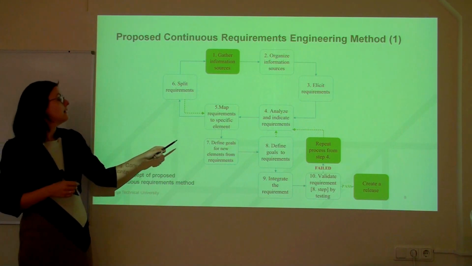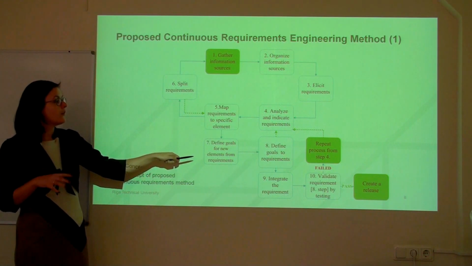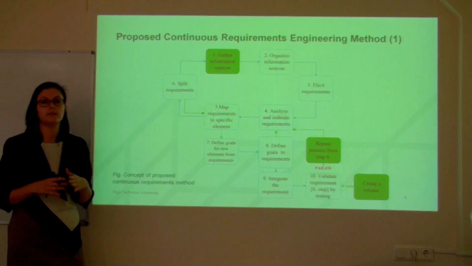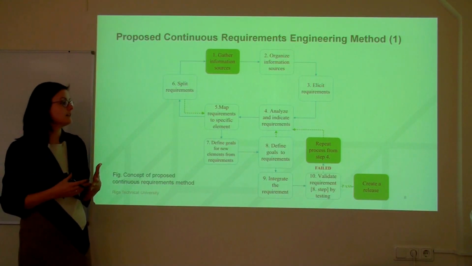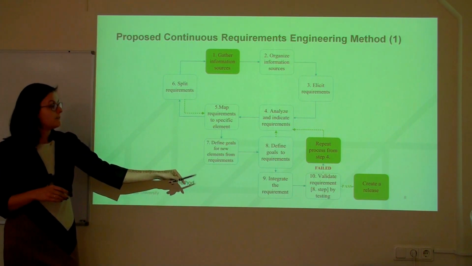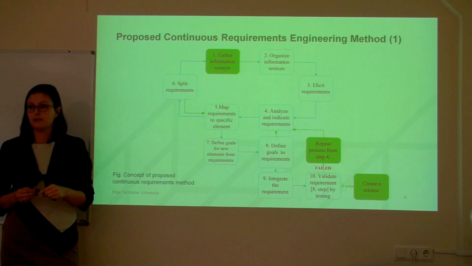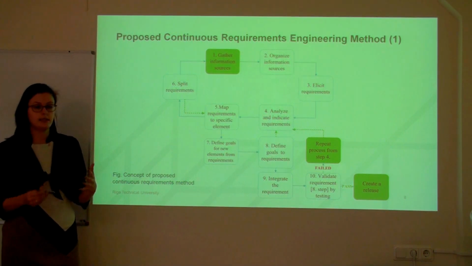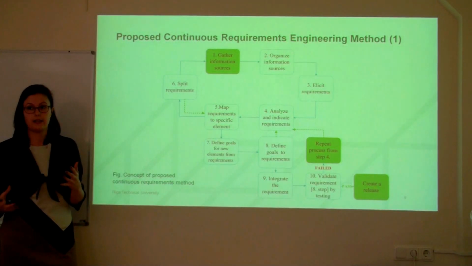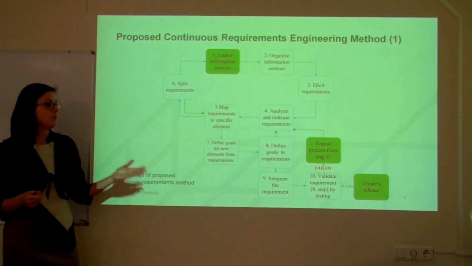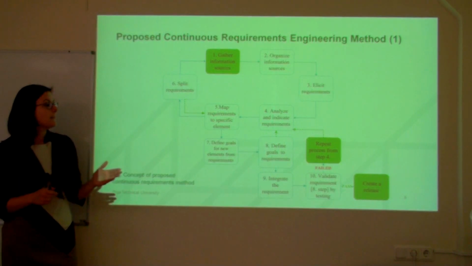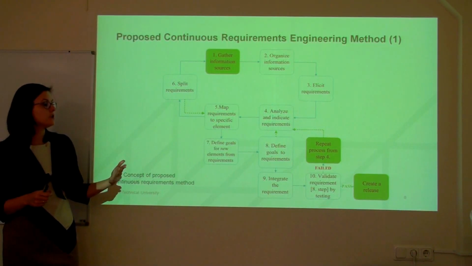Then we define goals for each requirement, and in steps 7 and 8 we also define the tasks, how to implement these requirements in real life. Then step 9 is the integration part, when the implementation, the development of the tasks based on the requirements, is carried out. And in step 10 we validate the requirement through the task which is done.